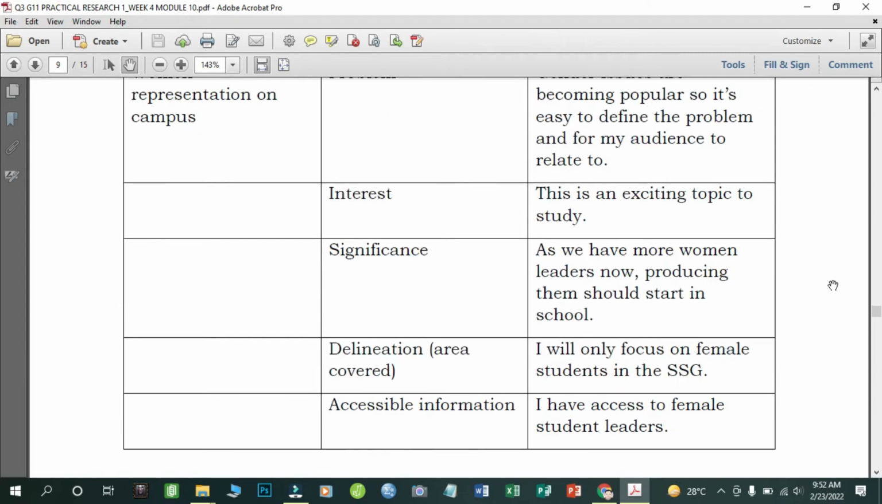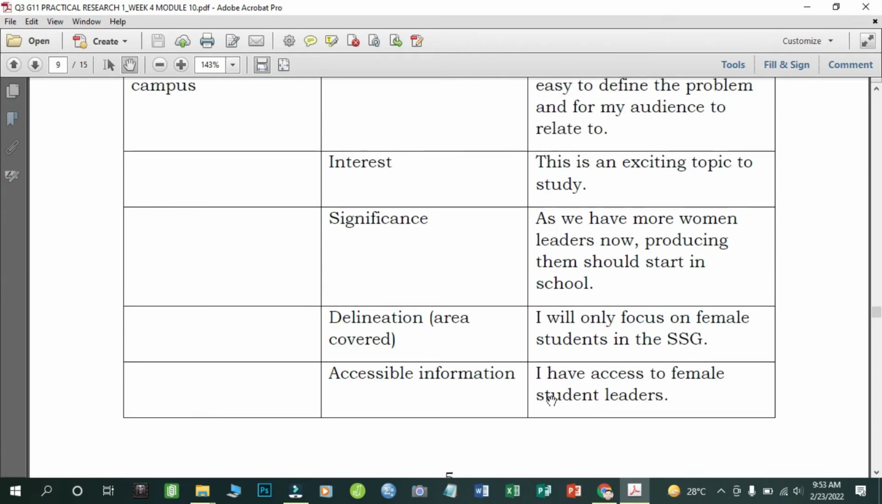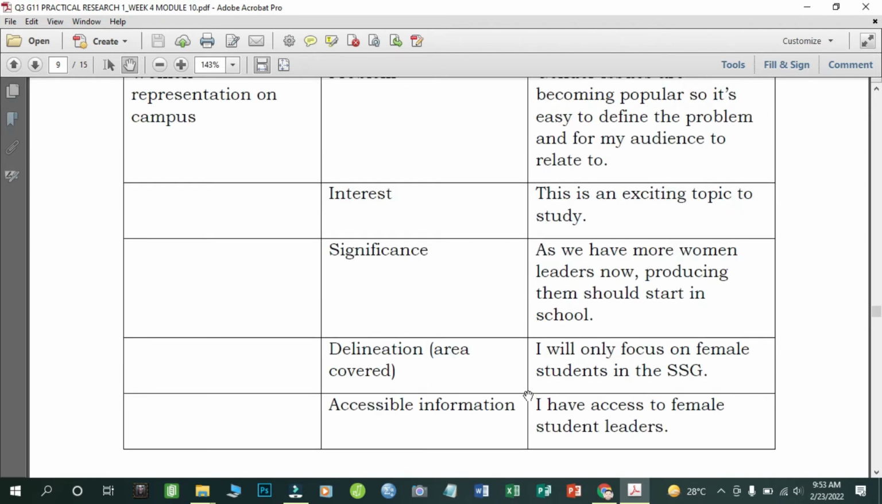Then delineation, so I will focus only on female students, okay. So you can see how we delineate the problem: focus only on the female students, okay. The males are excluded, okay. Then accessible information: I have access to female student leaders, okay. So make sure you have this always, so you can finish your research.